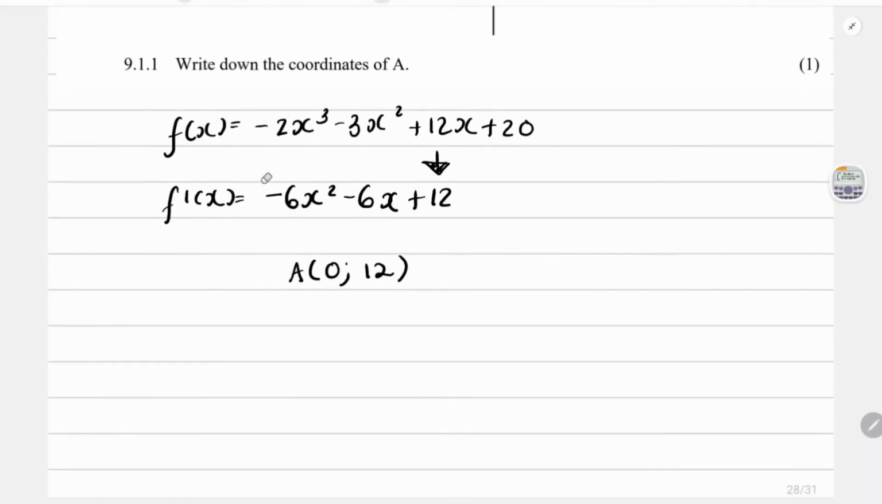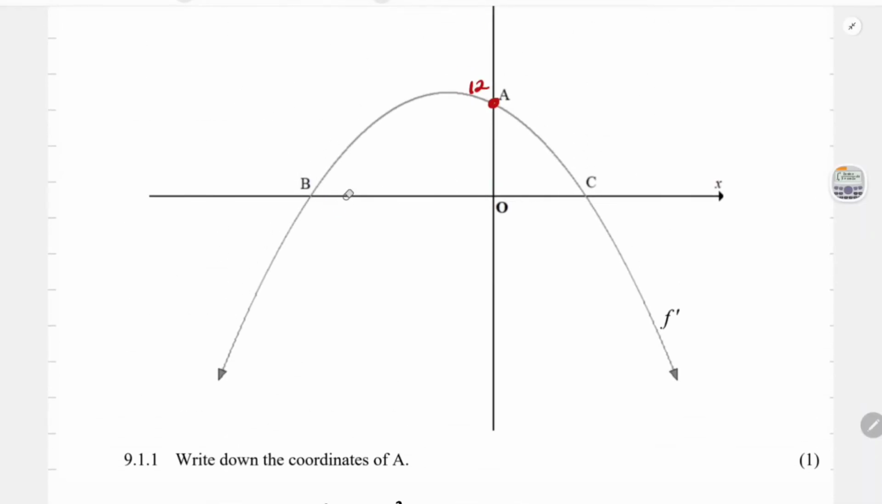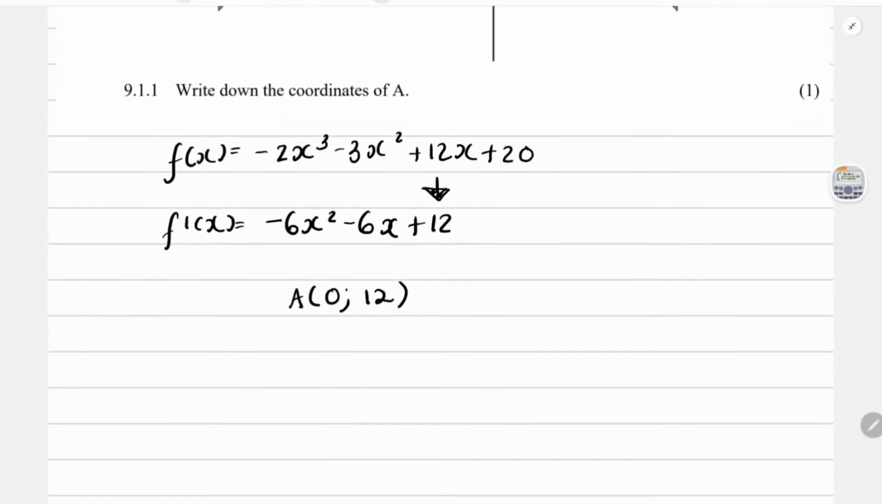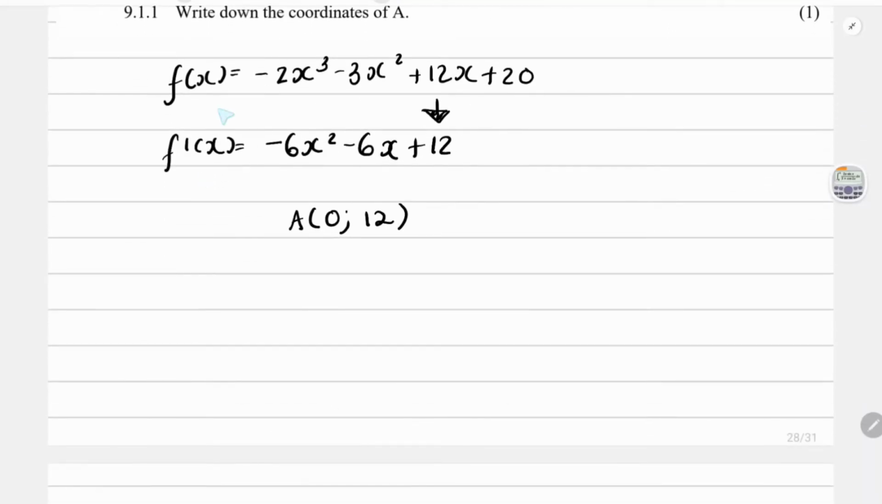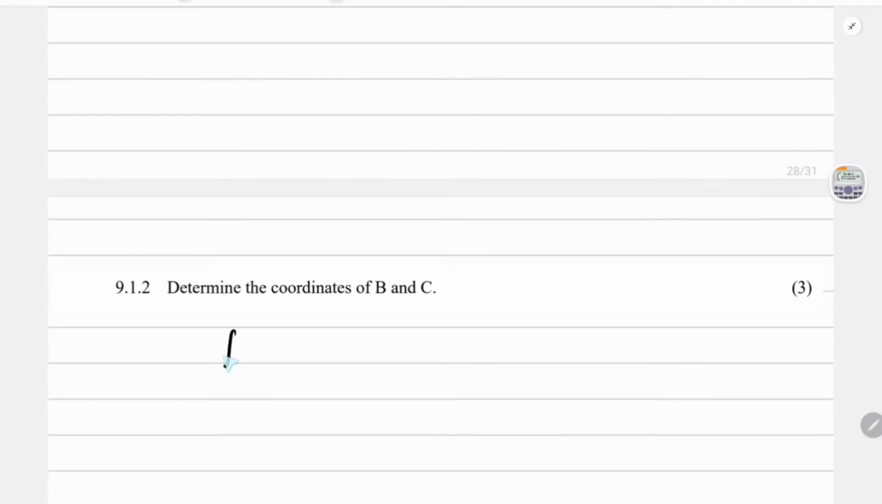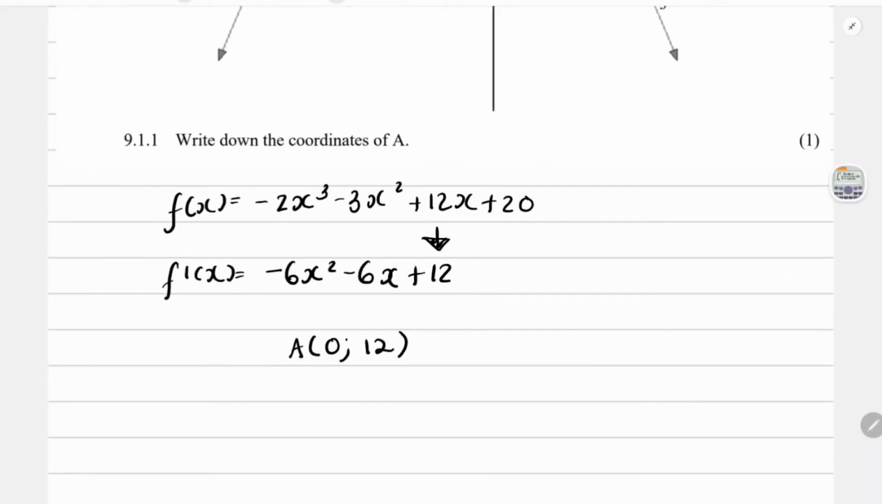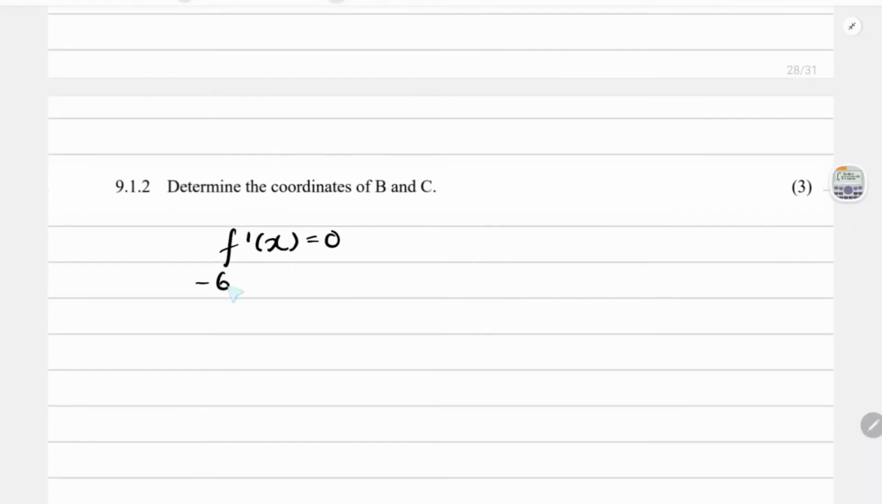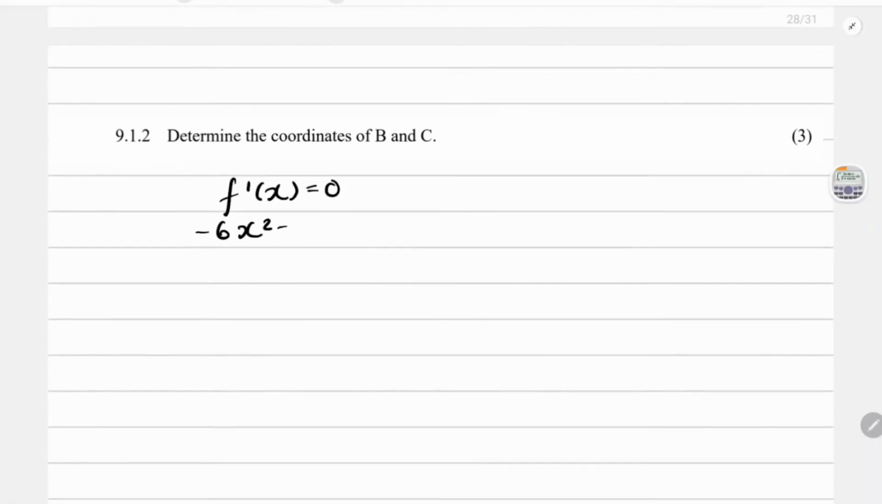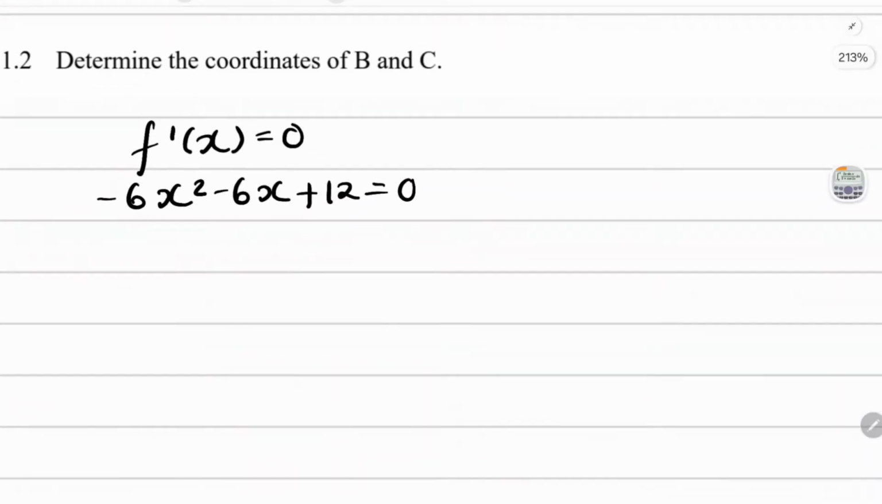So we can take this formula, our parabola, and go ahead and find the x-intercepts. To find the x-intercepts, you have to make y equal to 0. Since this is our parabola, this is our y value, f prime of x. So we're going to say f prime of x is equal to 0, and we can substitute there. So we have negative 6x squared minus 6x plus 12 is equal to 0, and we just have to solve for this.